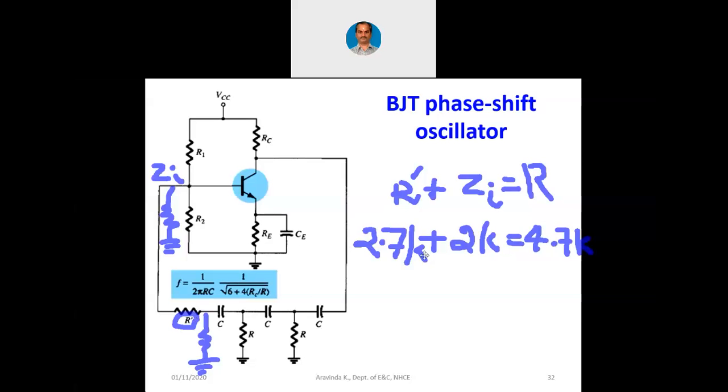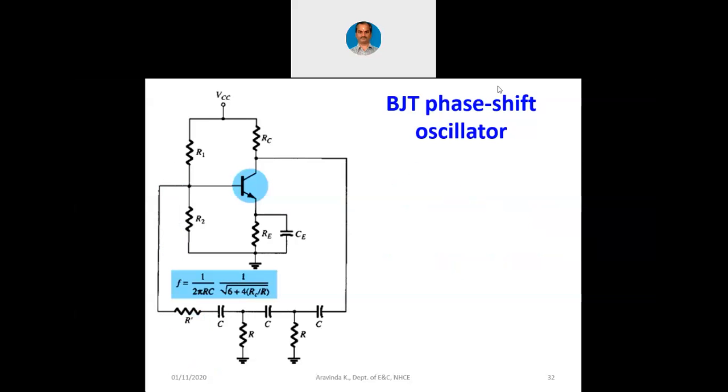Now, as we do not know in advance about the value of Zi, because we are not sure about this 2K, beta will keep changing from transistor to transistor. So what is the best solution? The best solution is to use this R dash as a potentiometer.